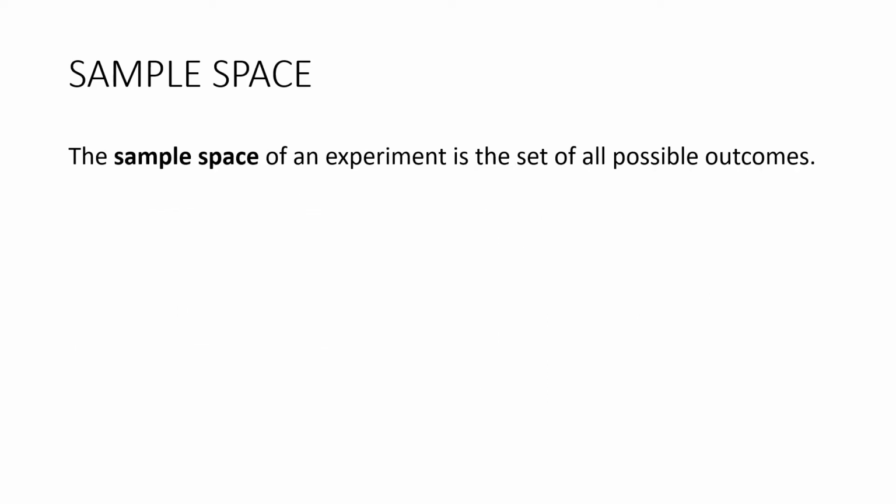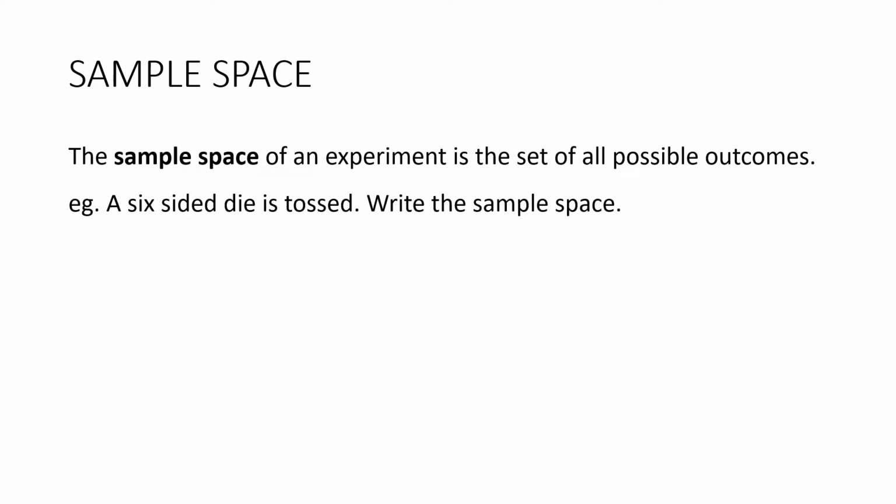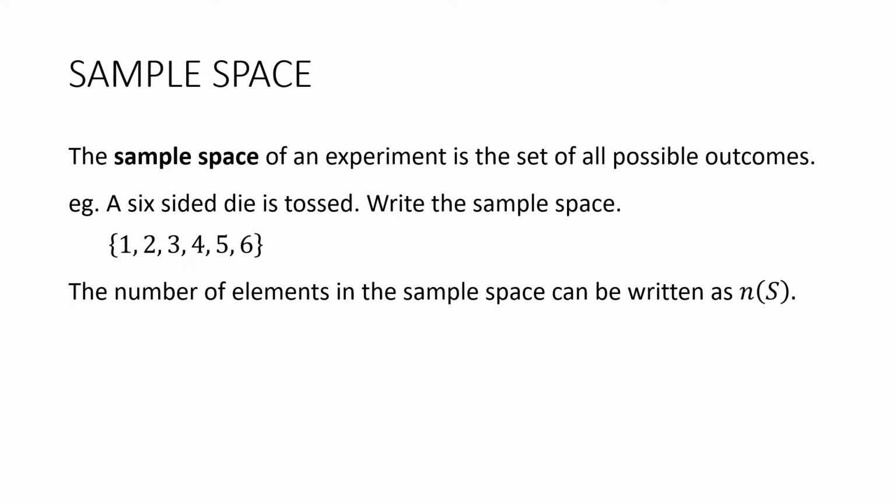The sample space of an experiment is the set of all possible outcomes. So here's our previous example. A 6-sided die is tossed. Write the sample space. And this is how we write it. So we've got 1, 2, 3, 4, 5, 6 in curly brackets separated by commas. The number of elements in the sample space can be written as n(S). So this means the number of elements in the set S. We're going to look more closely at set theory in our next lesson.